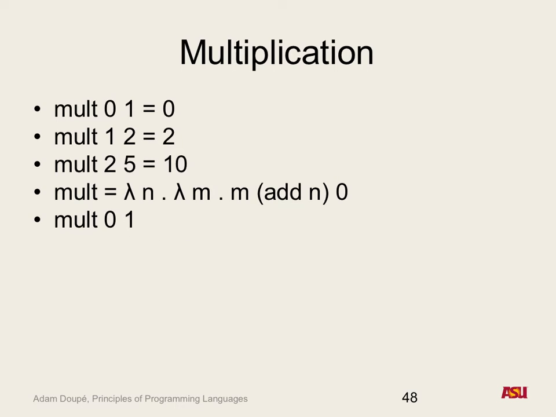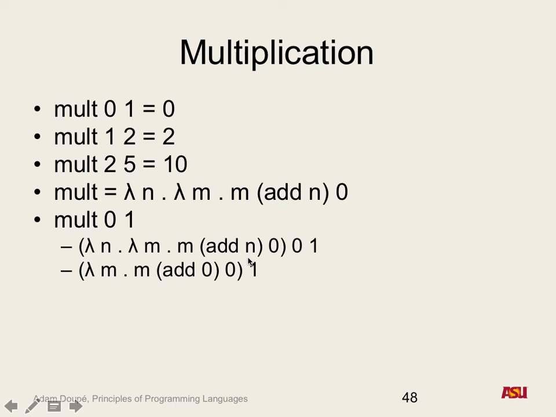We have multiply 0 and 1. So we know this should return 0. Right? So we have lambda n dot lambda m add n 0 with 0 and 1. So we're going to replace in here all the free n's with 0 and all the free m's with 1. So we have 1 add 0, 0. With 1, 1 is a function that takes in two parameters and returns the first parameter applied once to the second parameter. So this will be add 0 to 0, which will return 0.